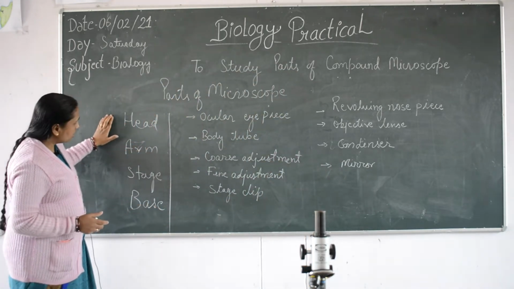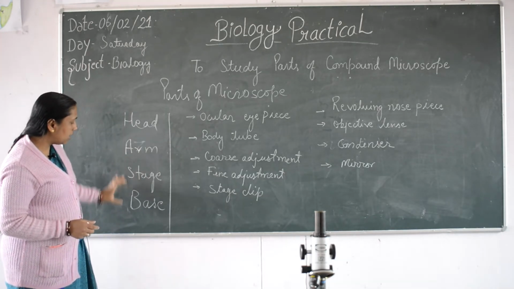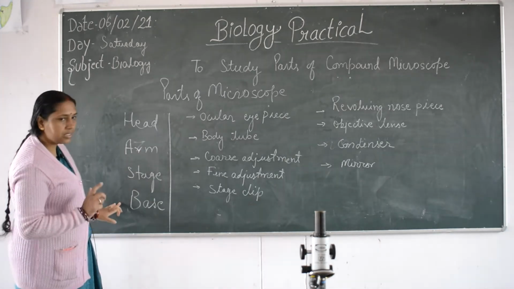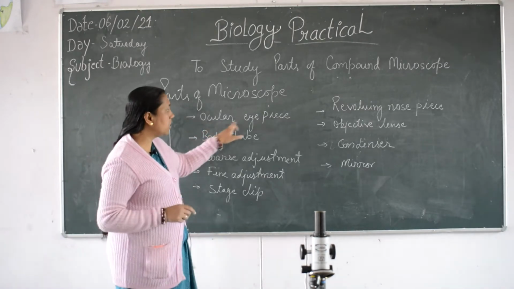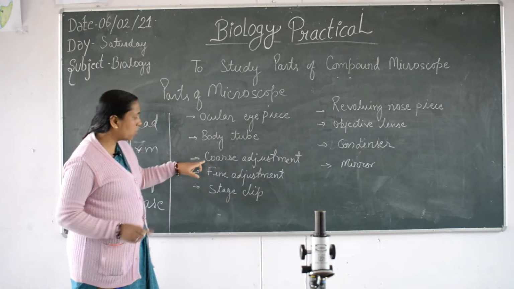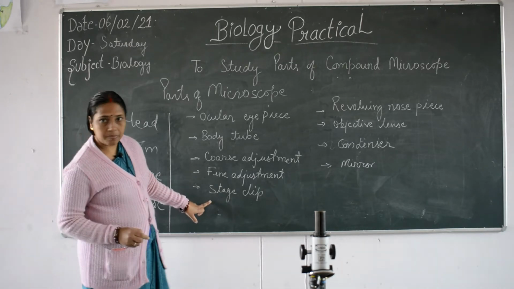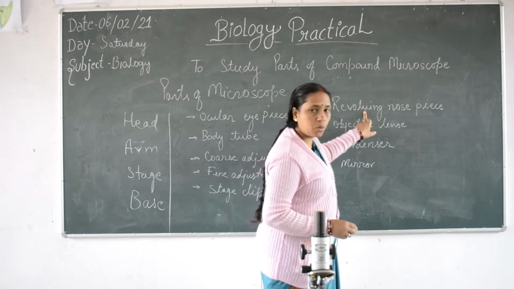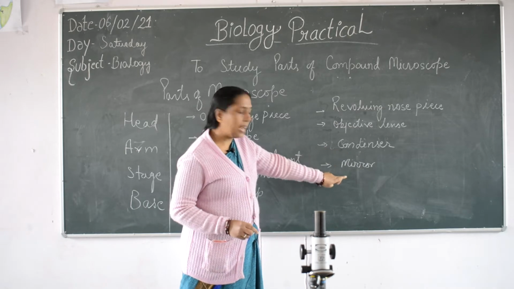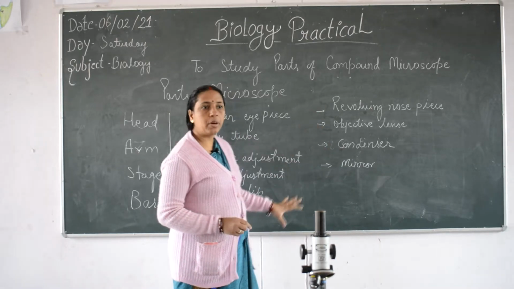Mainly it contains four parts: the head, arm, stage and the base. Your head part contains the ocular eyepiece. Next is the body tube. There is one coarse adjustment, one fine adjustment, and the stage clip. We have the revolving nose piece, objective lens, condenser and the mirror. These are the parts of the compound microscope.